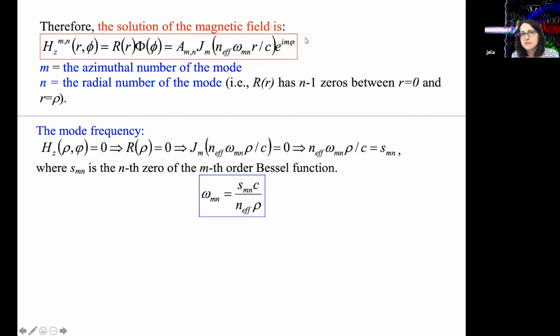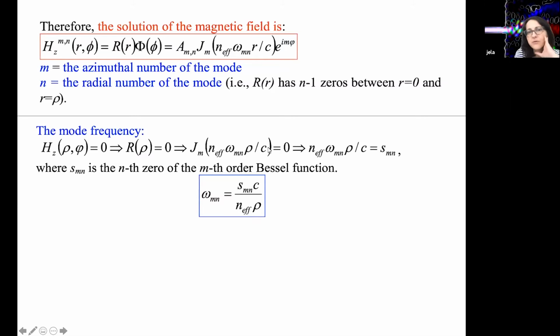And since the last part doesn't depend on r, and this is just a constant that we introduced up front, which gives you the magnitude of the mode, that means that this Bessel function has to drop off to 0 when r is equal to rho, the radius of the disk. And from that, you can actually find frequencies of particular modes. In other words, in order for the Bessel function to be equal to 0 when r is equal to rho, this particular argument of the Bessel function, when you plug in the radius of the disk, would have to be equal to a zero of the Bessel function of order m.